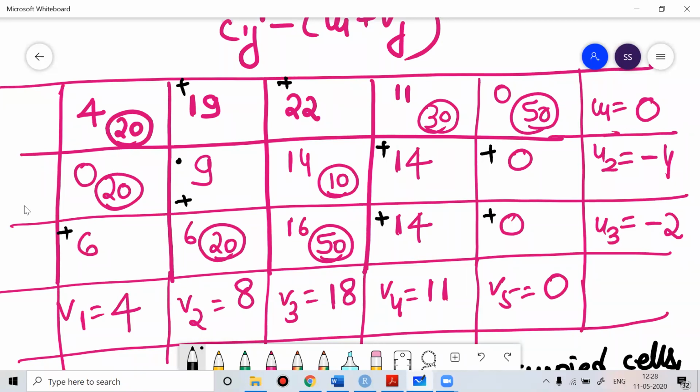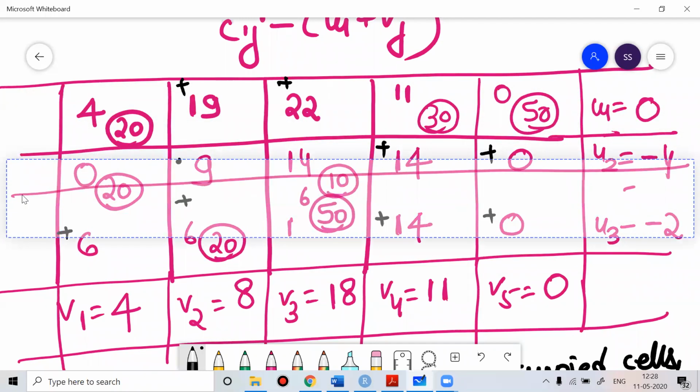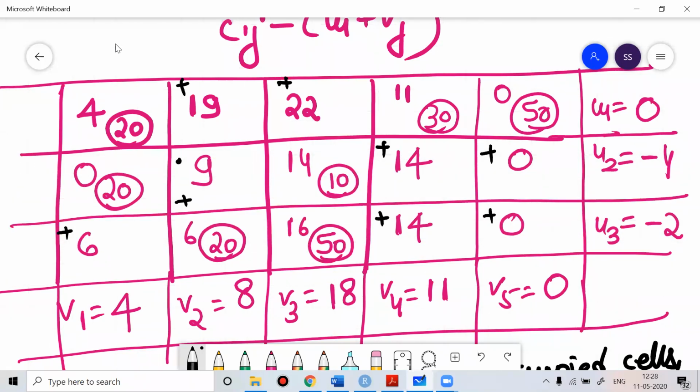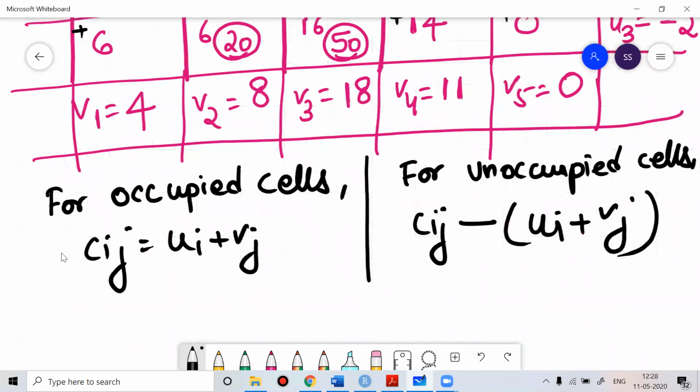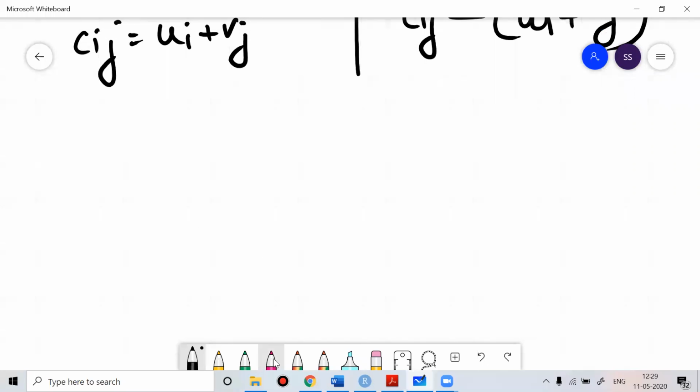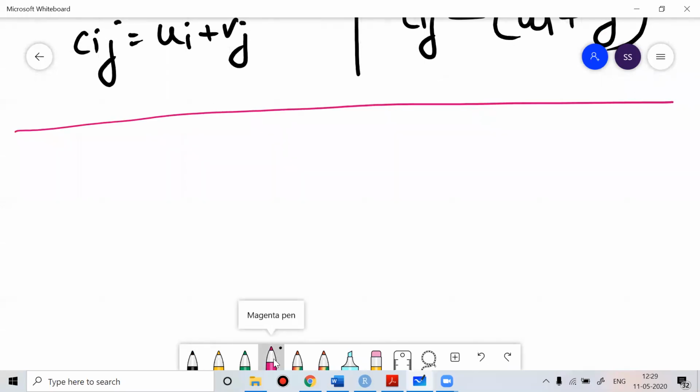So you have 3 rows and you have 5 columns. Now, based on this, you'll put the original values. So we'll do that work. Let's go down, go down, go down. So now the allocations are, you see the allocation.